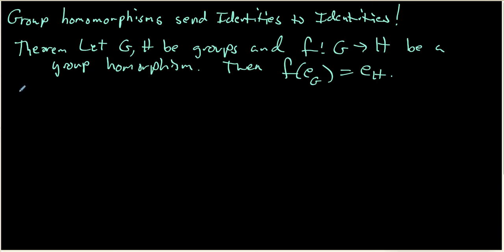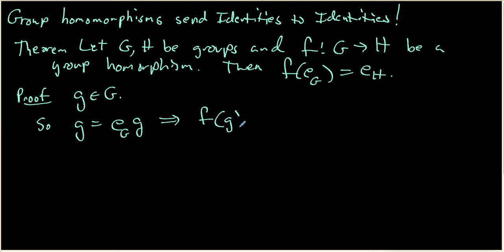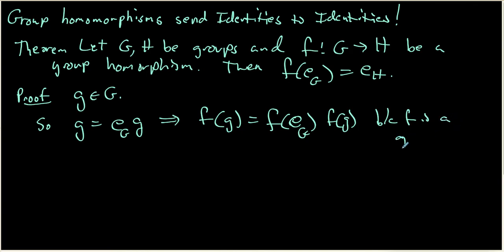So the way we're going to go about proving this is we're going to start with an arbitrary element in G. So little g is just any old guy in G. So what we know is that g is equal to the group identity in group G times little g. And what that's going to imply is that f of g has to be f of e_G times f of g, and this is because f is a group homomorphism.